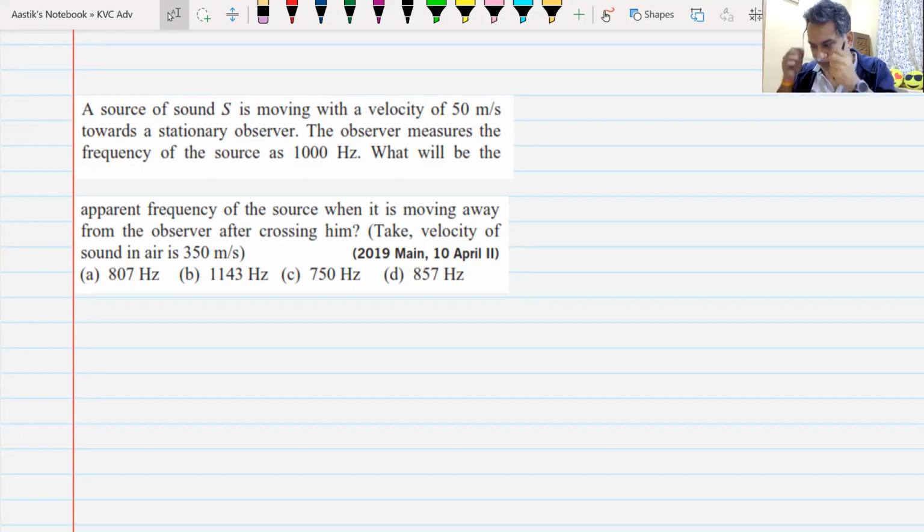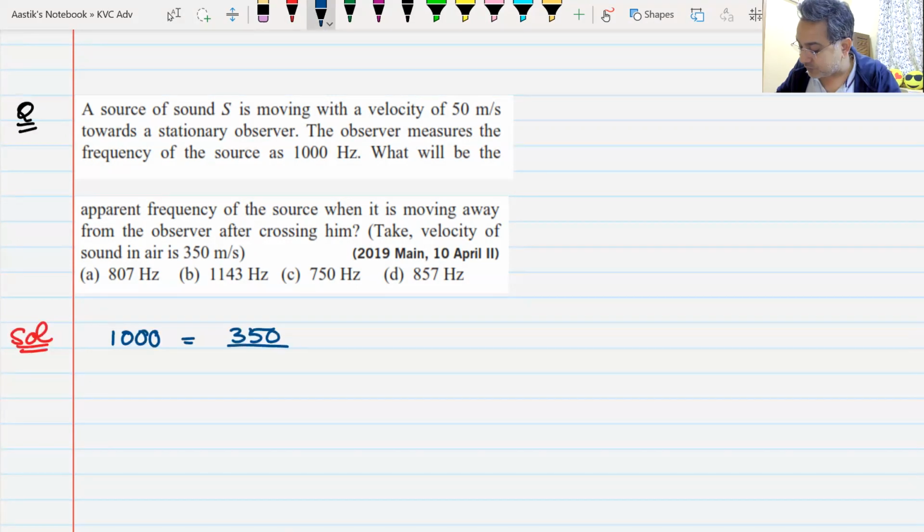So, what is the frequency when he is moving away? How are you supposed to do this? The first frequency is given as 1000 hertz. Now, this 1000 hertz is when the source is coming towards him. So this should be equal to 350 upon 350 minus the velocity of the source, which is given. How much is it given? 50.